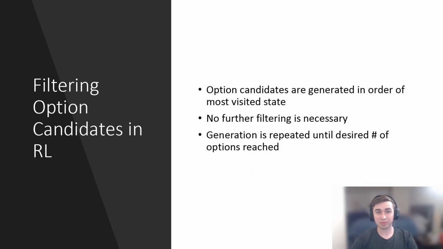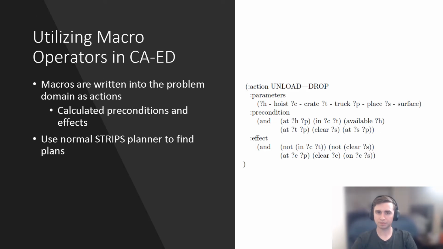As for the options approach in reinforcement learning, filtering is very simple. As option candidates are generated in order of most visited state, no further filtering is necessary. The generation process is repeated until the desired number of options is reached, leading to a small set of good options. Finally, after generating and filtering, these macro actions are utilized in planning and reinforcement learning.